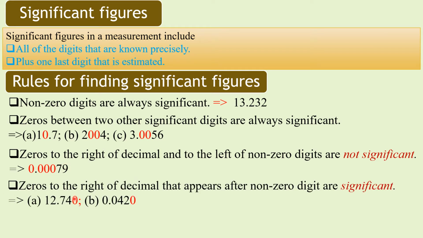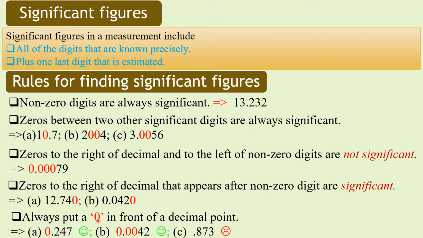Zeros to the right of decimal that appear after non-zero digits are significant. In 12.740, this 0 is to the right of decimal and after the non-zero digit that is 4. So this 0 is counted as a significant figure, and in 12.740 we have 5 significant figures. In 0.0420, this 0 with red color is a significant figure because it is to the right of decimal and after the non-zero digit that is 2. So in 0.0420 we have only 3 significant figures.